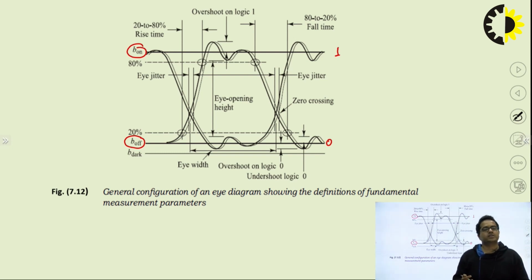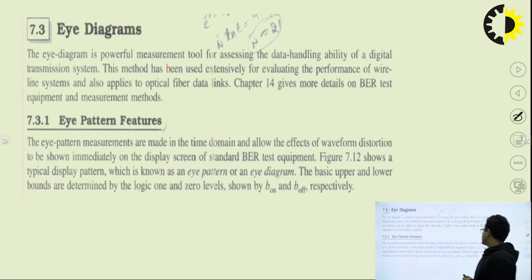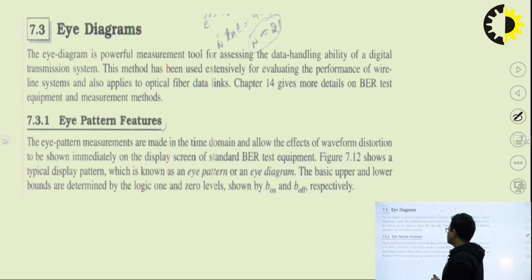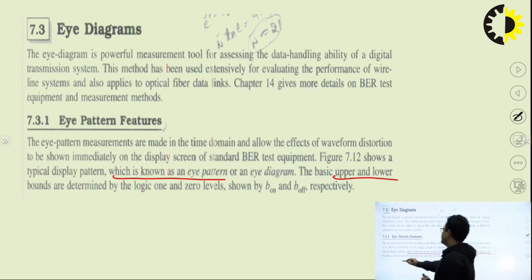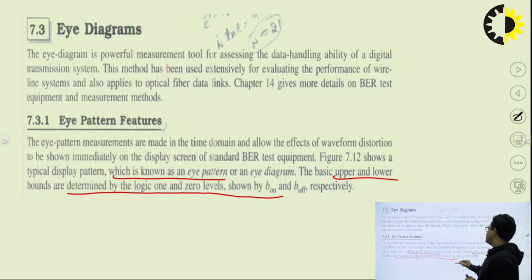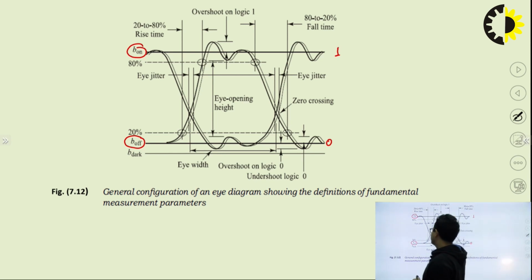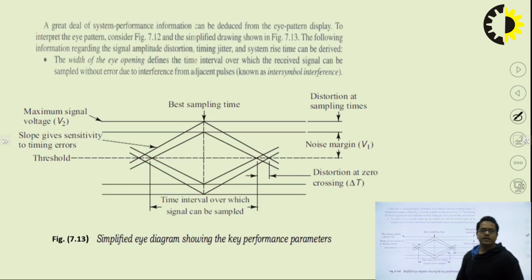That is the thing which indicates the reception of proper bits, because the information is in the form of a series of zeros and ones. At this point it is bit 0 and at this point it is bit 1. This display pattern shows the eye pattern, and the upper and the lower bands are determined by the logic ones and zeros, shown by P on and P off respectively. In this case there are various things that can be visualized.